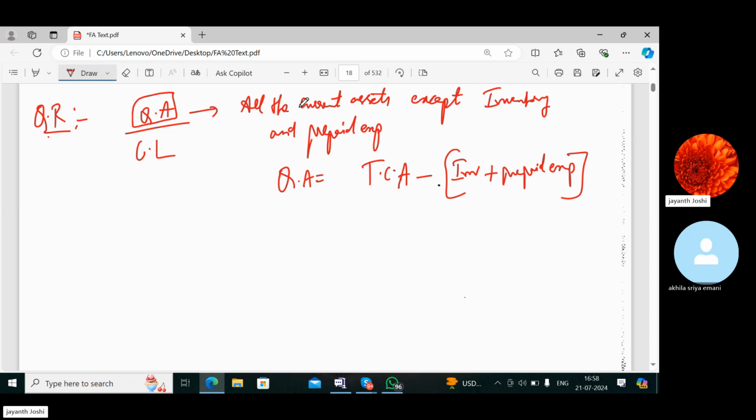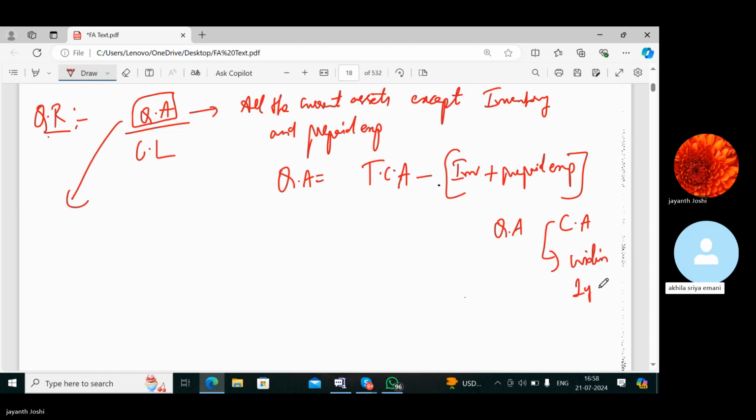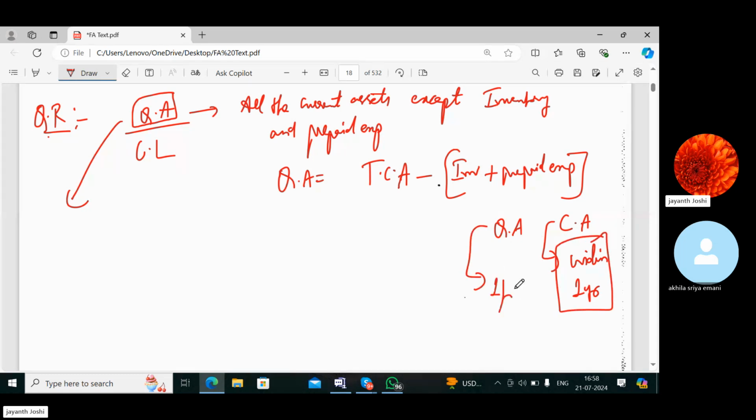Okay, the point here is, see, quick assets. The difference between quick assets and current assets is, current assets are such assets which should give you economic benefits within 1 year span of time. But quick assets should give you economic benefits within half a year or 6 months. That would be easier to understand. So assets which can give you economic benefits within 6 months can be said as quick assets. Assets which give you economic benefits within a year can be said as current assets.